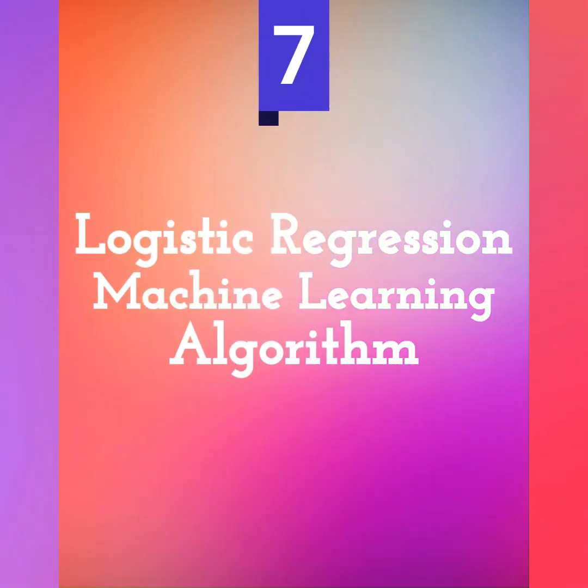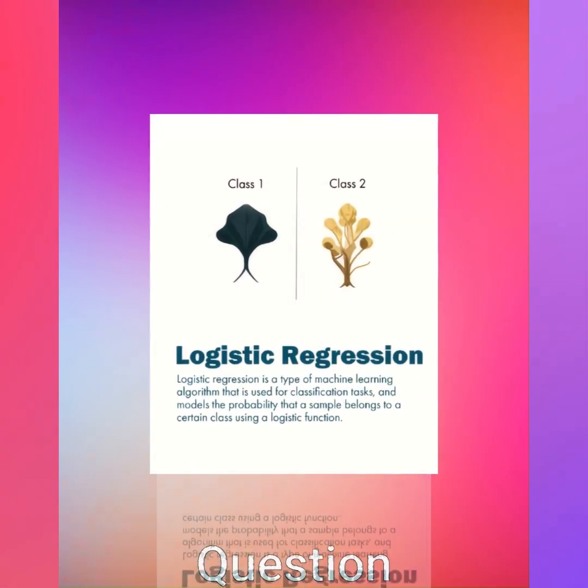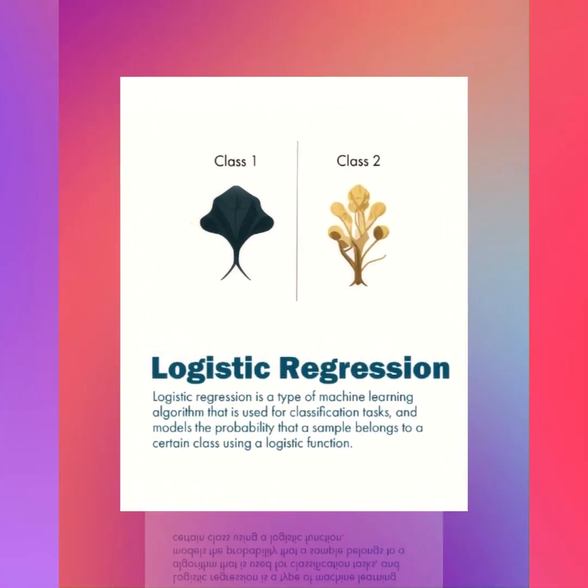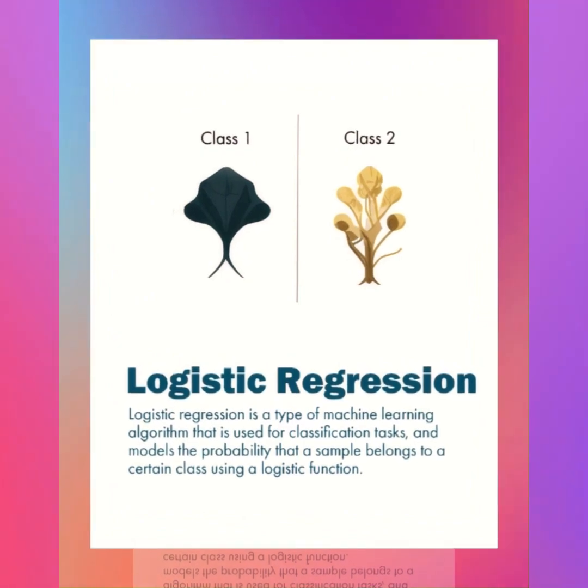What is the logistic regression machine learning algorithm? Logistic regression is a type of machine learning algorithm that is used for classification tasks, and models the probability that a sample belongs to a certain class using a logistic function.